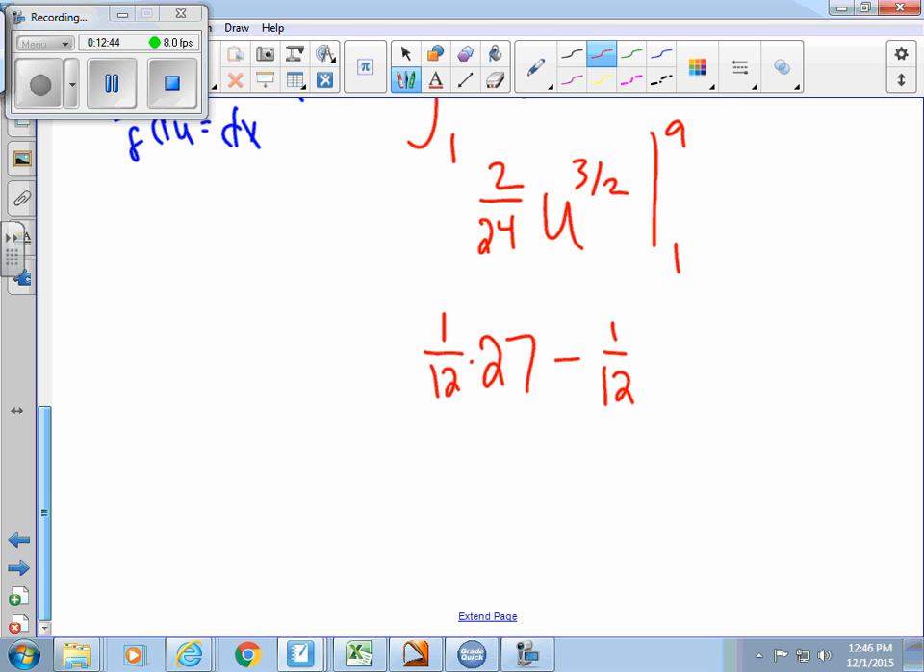26/12, or 13/6. So got to do integral practice. Any questions about that one?